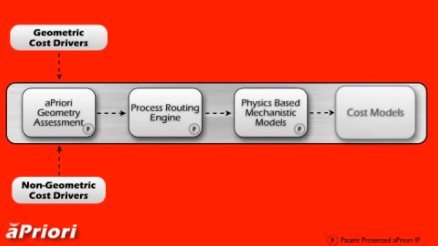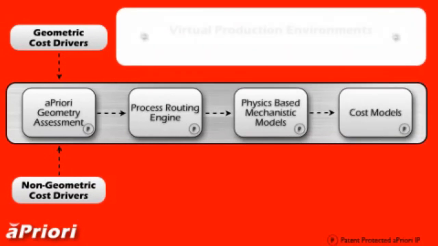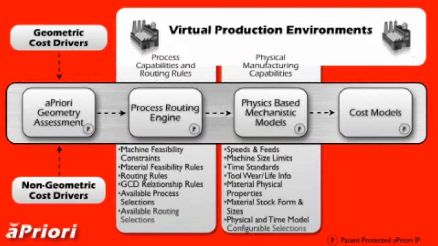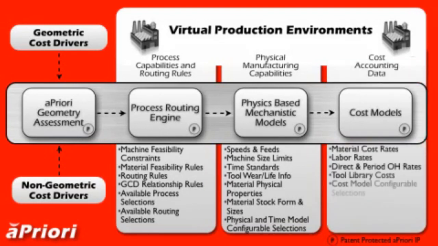In aPriori, cost drivers are evaluated in what is known as a virtual production environment, or VPE. A VPE captures a particular factory's manufacturing process capabilities, information on the machines and routings available to support these processes, as well as the cost structure of the facility. This includes labour and overhead rates, material costs, machine costs, setup costs, tooling and fixture costs, and machine programming costs.